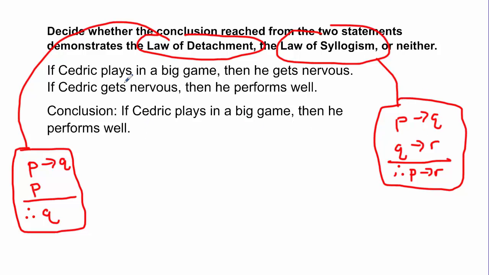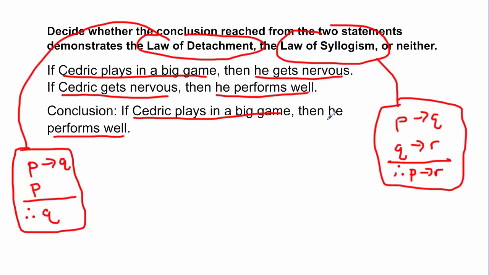So I'm going to convert all this into notation so I can see if it's either case. If not, I'm going to put it's neither. So if Cedric plays in a big game, then he gets nervous. If Cedric gets nervous, then he performs well. My conclusion is if Cedric plays in a big game, then he performs well.